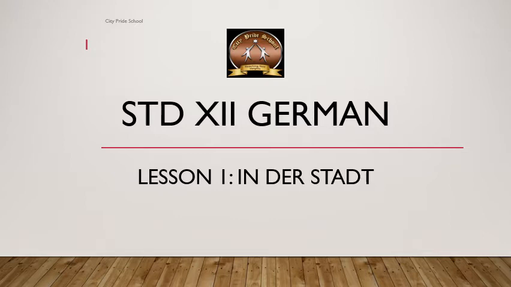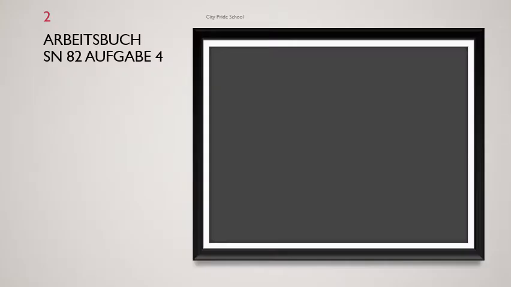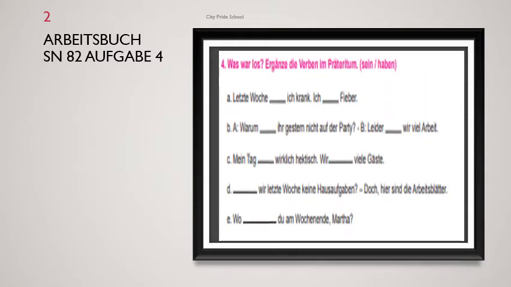So let's start. Open your Arbeitsbuch. Now we will solve exercise number 4. Open Arbeitsbuch Seite Nummer 82, Aufgabe 4. Aufgabe 4, was war los? Ergänze die Verben im Präteritum, sein oder haben. Here you are supposed to fill the past tense form of sein and haben.